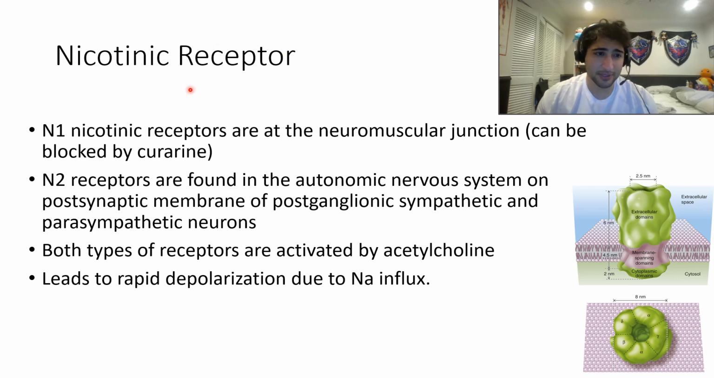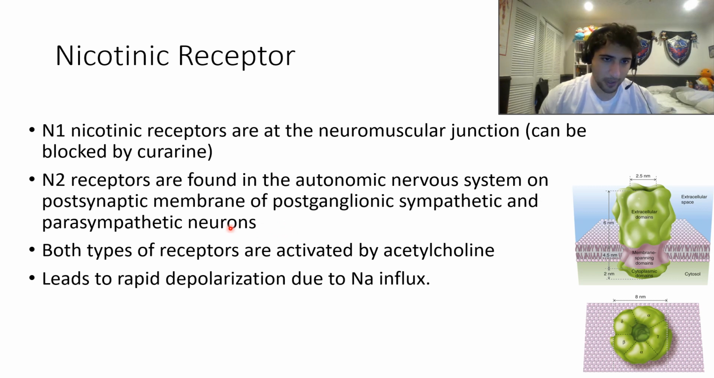So the nicotinic receptor is important, and I'm kind of bringing it up here. I'll talk about it in more detail in a different lecture. But the N1 nicotinic receptors are at the neuromuscular junction. You can block those with curare. And N2 receptors are found in the autonomic nervous system on the postsynaptic membrane of the postganglionic sympathetics. And if you don't know what that is, don't worry about it. And it's also found on the postsynaptic membrane of parasympathetic neurons.